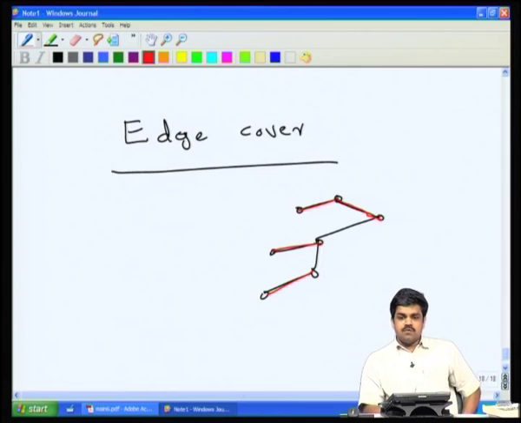You can see if the graph has a perfect matching, that is an edge cover. The perfect matching touches all the vertices, therefore, it is an edge cover. So, that much is necessary also, because n by 2 edges are there in that case in the edge cover. Of course, you cannot do better than that, because any edge can cover only 2 vertices.